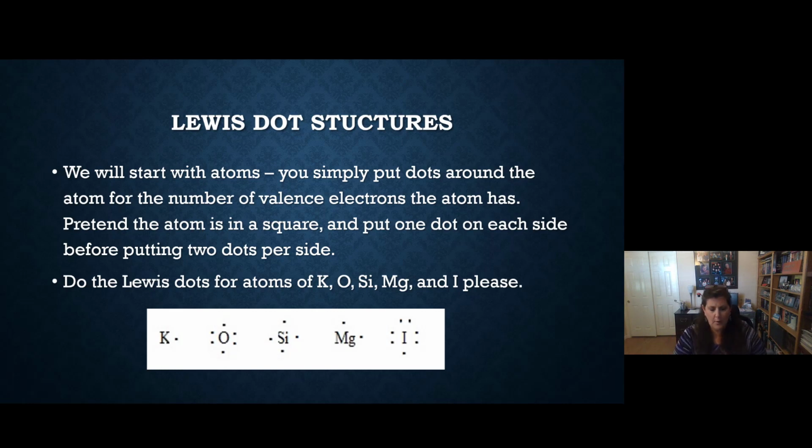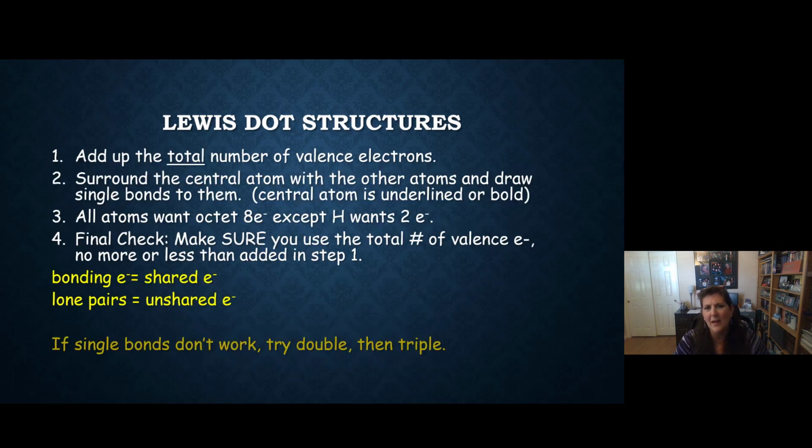All right, so Lewis dot structures of atoms are okay, but molecules are way more important. So here are the steps to doing a Lewis dot structure for a molecule. And these are only for covalent molecules, by the way. First of all, number 1, always add up the total number of valence electrons in the compound. Number 2, surround the central atom with all the other atoms and start out with single bonds to them. The central atom is underlined, by the way, or in bold, so you'll know which one the center atom is.